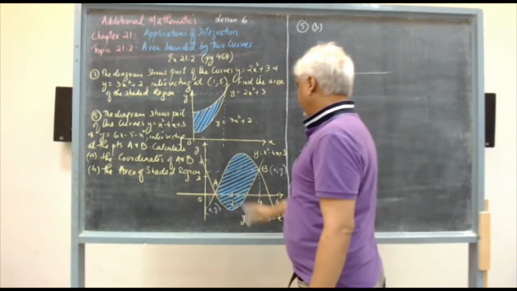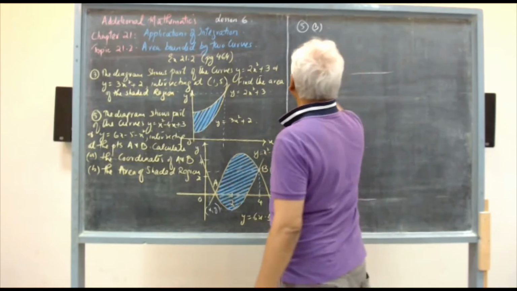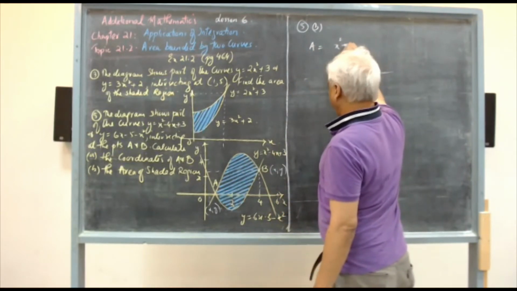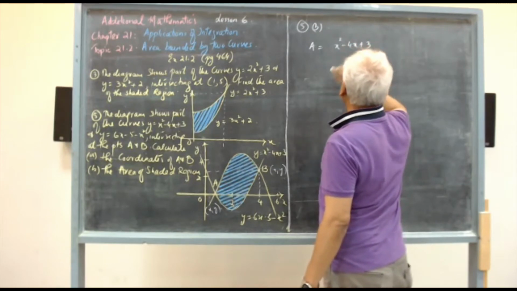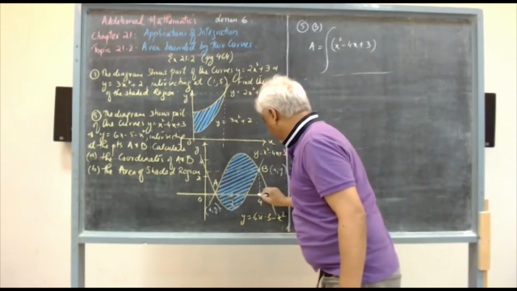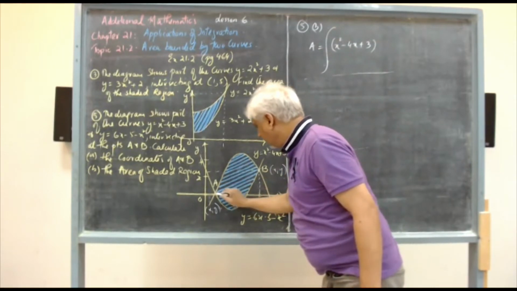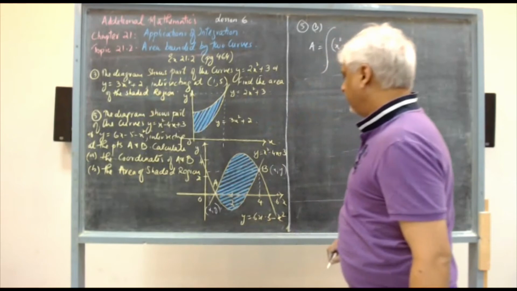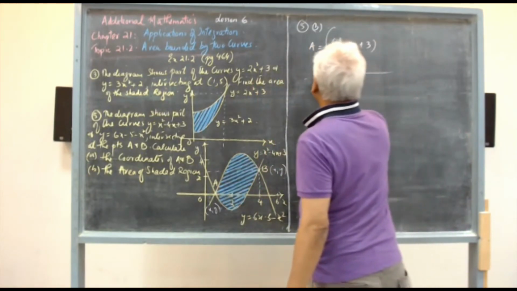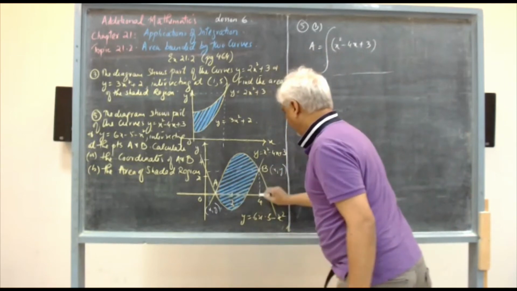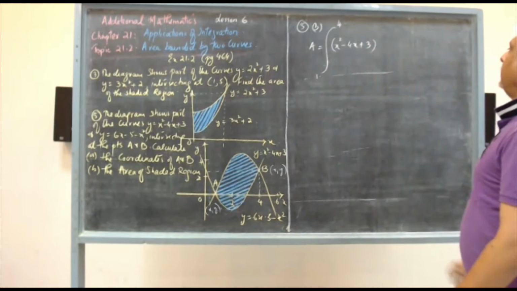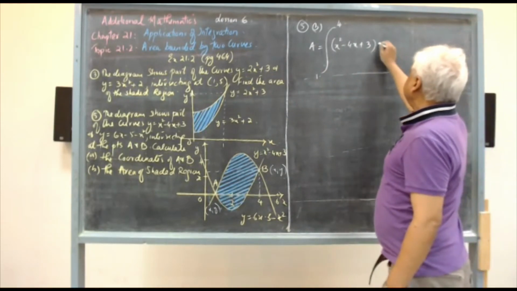So the upper curve is the area of the shaded region. The upper curve, as you can see, is x squared minus 4x plus 3. This is the equation for the upper curve. And we need to take from here to here. We know that we just calculated at point A, the x coordinate was 1, and at point B it is 4. Okay. Now minus the lower curve.